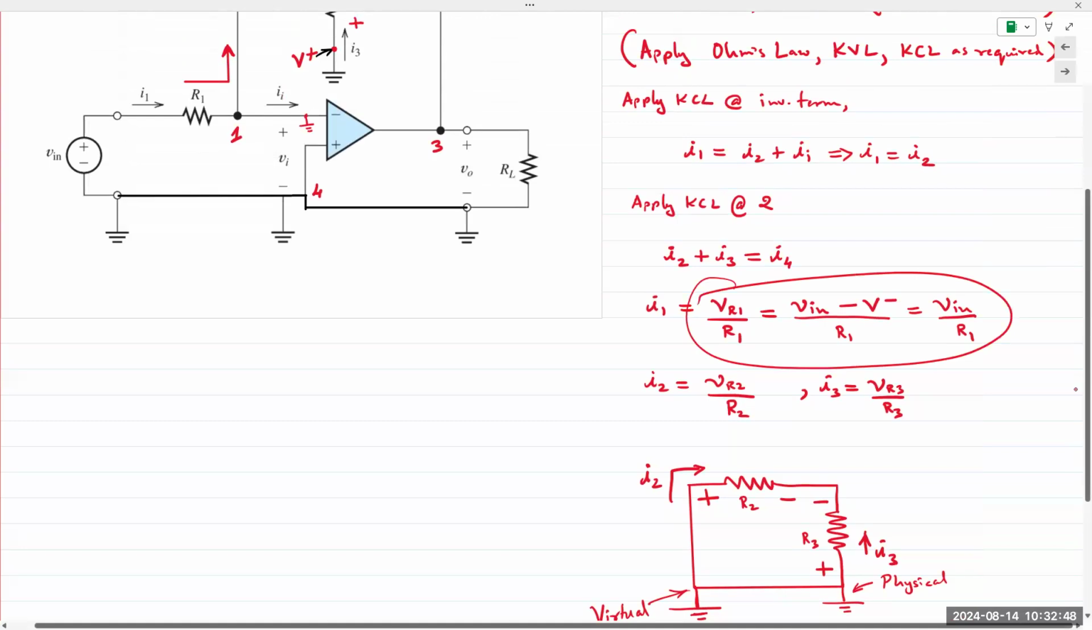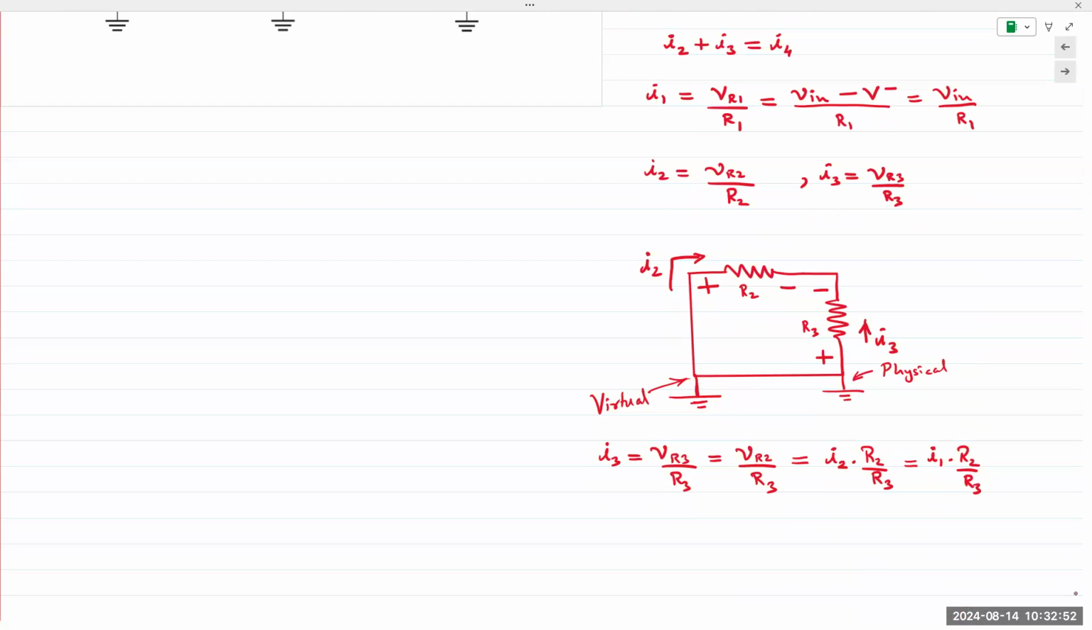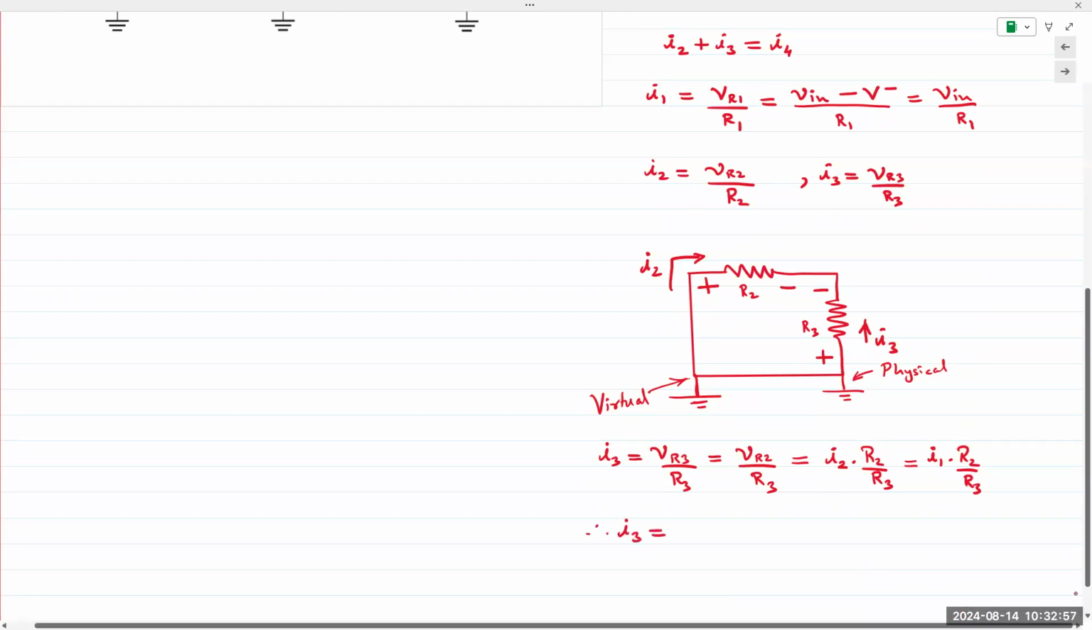V in over R1. And so I'm going to plug that into the equation, and I can write I3 is V in over R1 times R2 over R3. Let's take a pause. What do you think over that? And let me know if you have any questions.